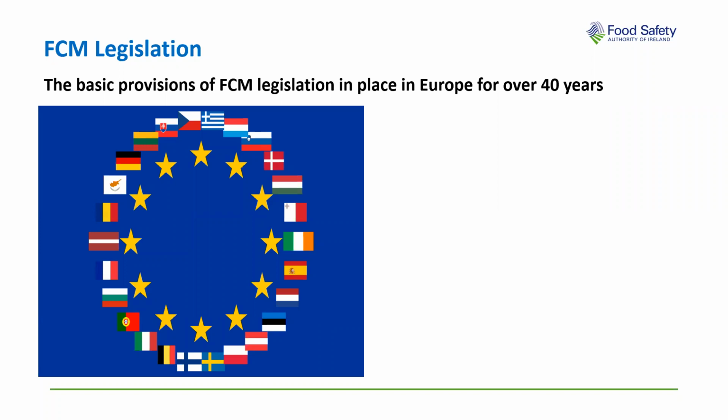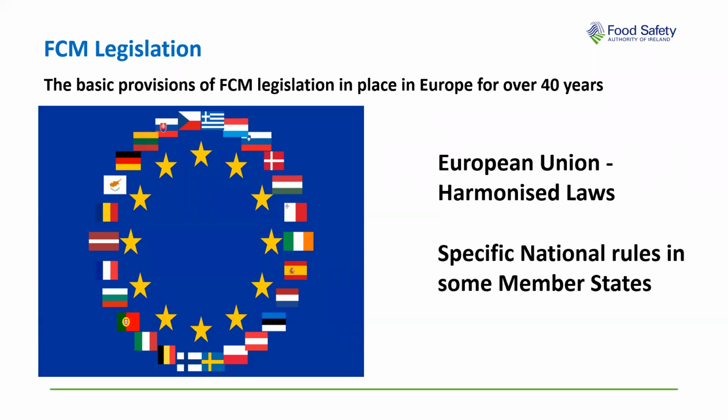From a legislative perspective, what we have now in the European Union in relation to food contact materials legislation is a mixture of both European Union harmonized laws, which apply to all member states in relation to food contact materials, and I'm going to touch on that in a little more detail in subsequent slides. And we also have some specific national rules in various member state countries in the European Union. And this is because not all of the various types of food contact materials which we encounter have specific harmonized laws as yet at a European Union level.